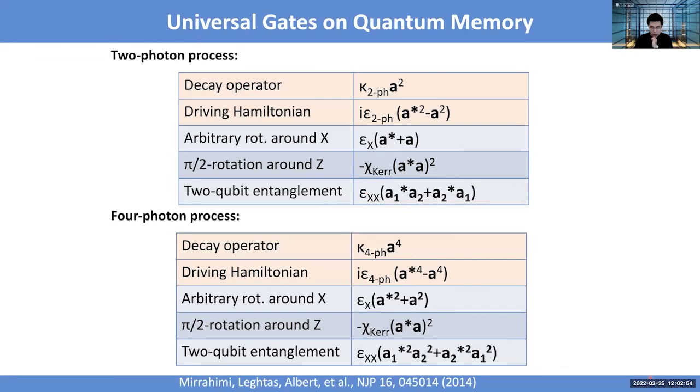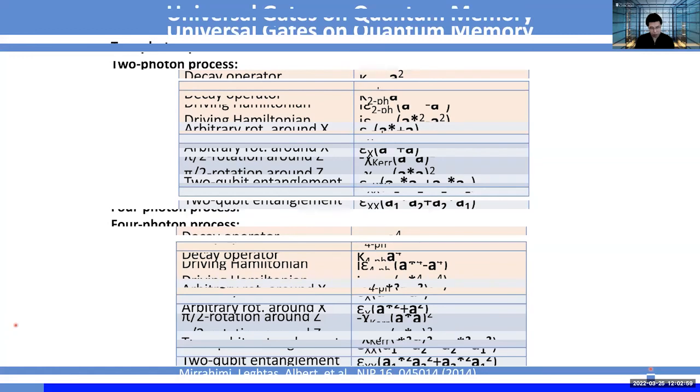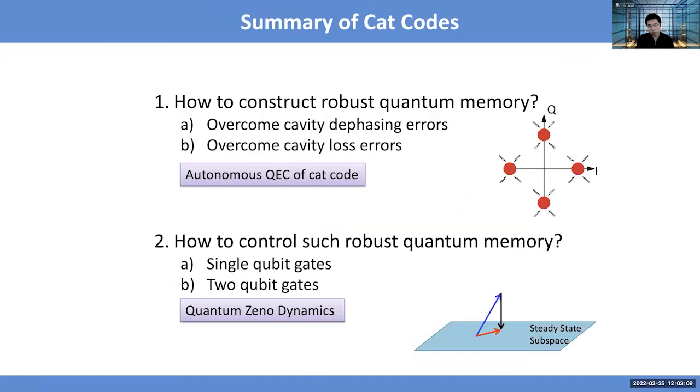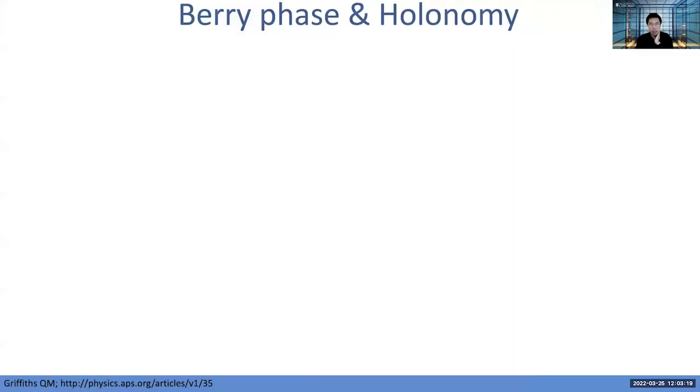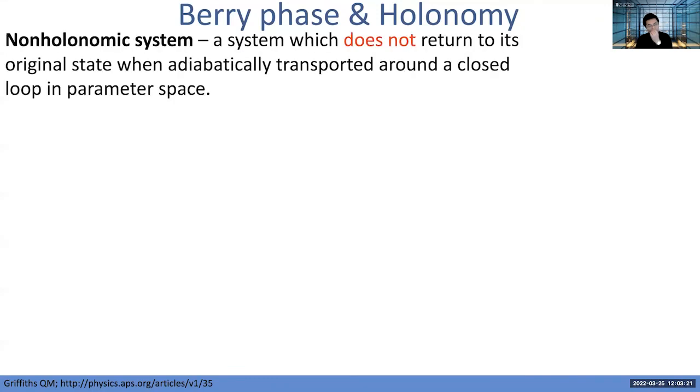Now, there is a third situation in which you can use dissipation to control the system. The idea is called holonomic quantum control. For holonomic quantum control, the idea is that if a system goes around a closed loop, it may not necessarily evolve back to the initial state it started from.